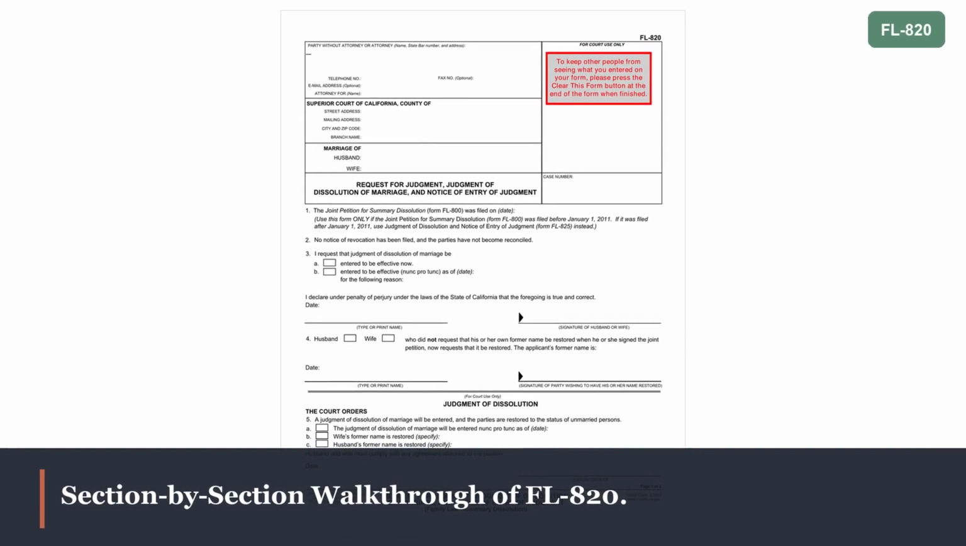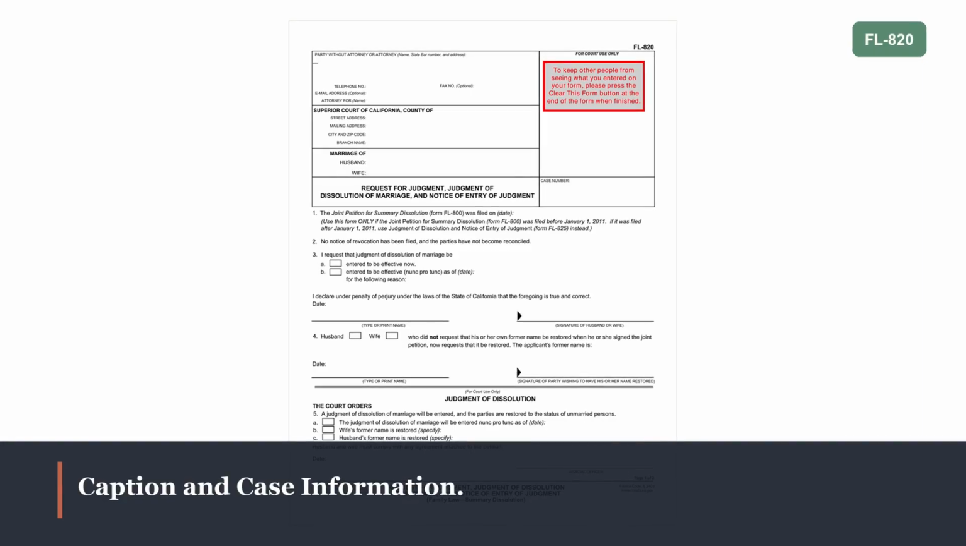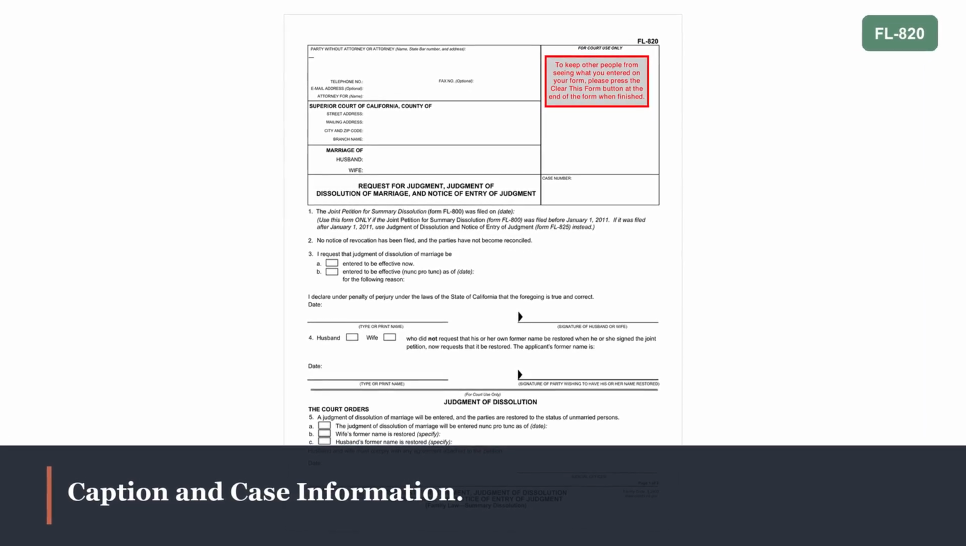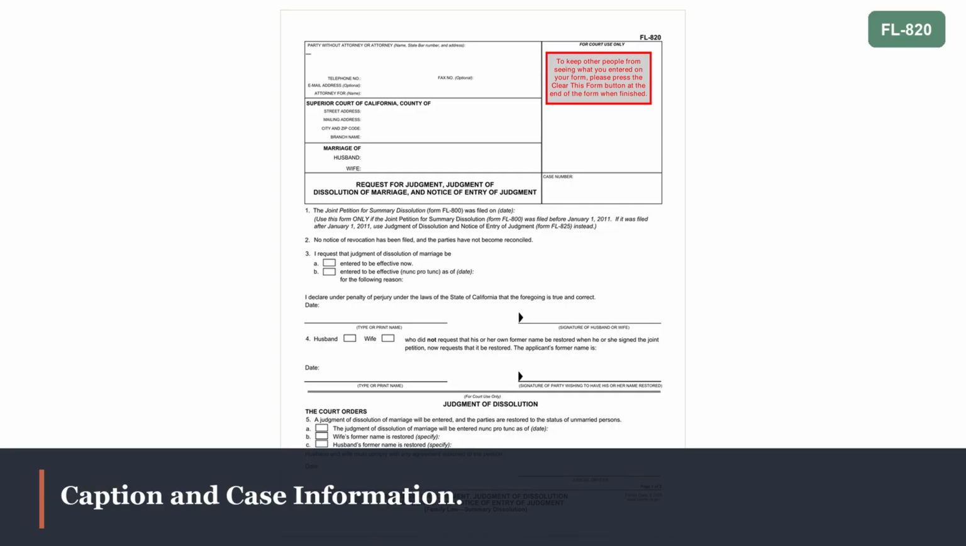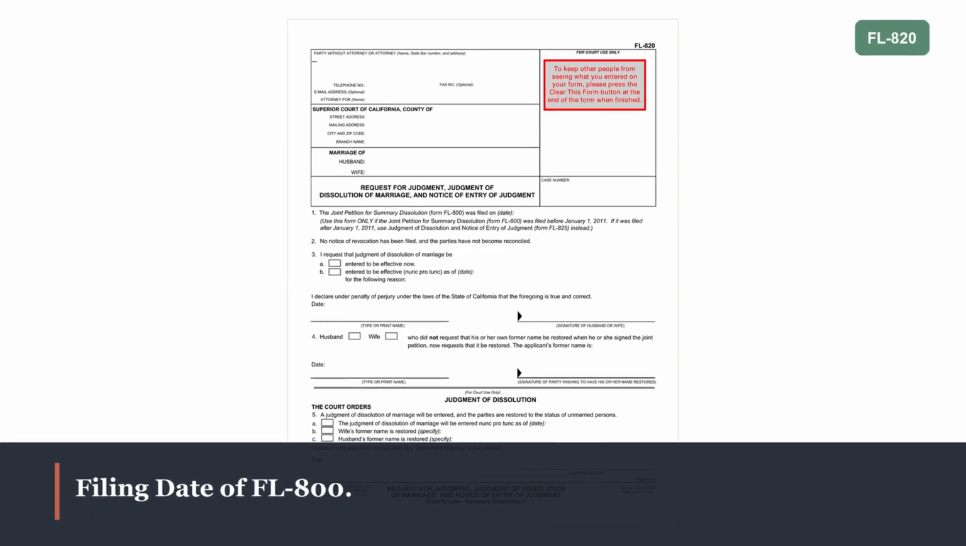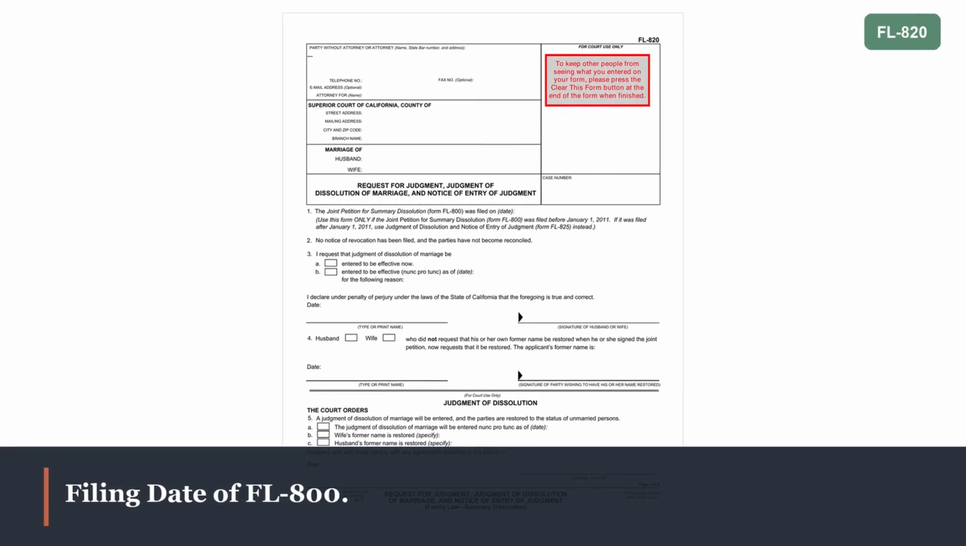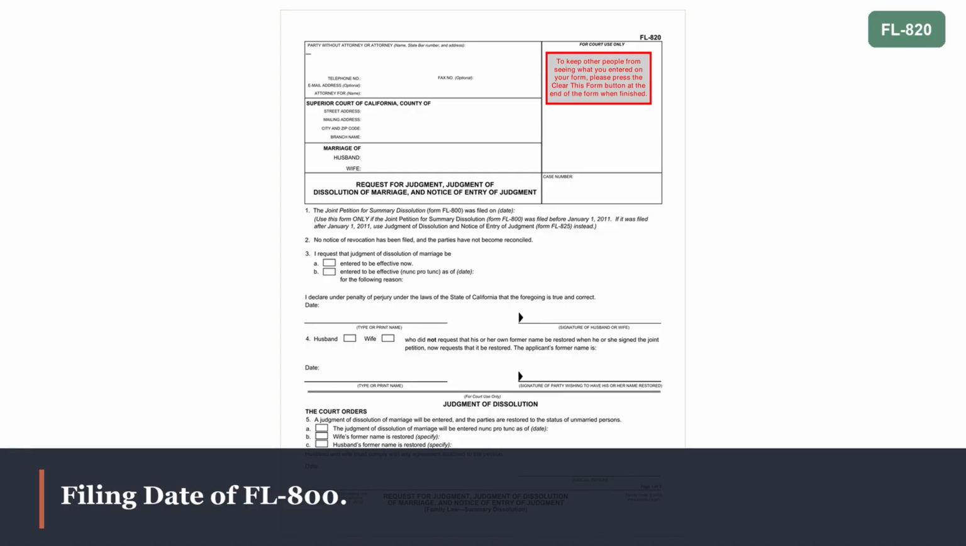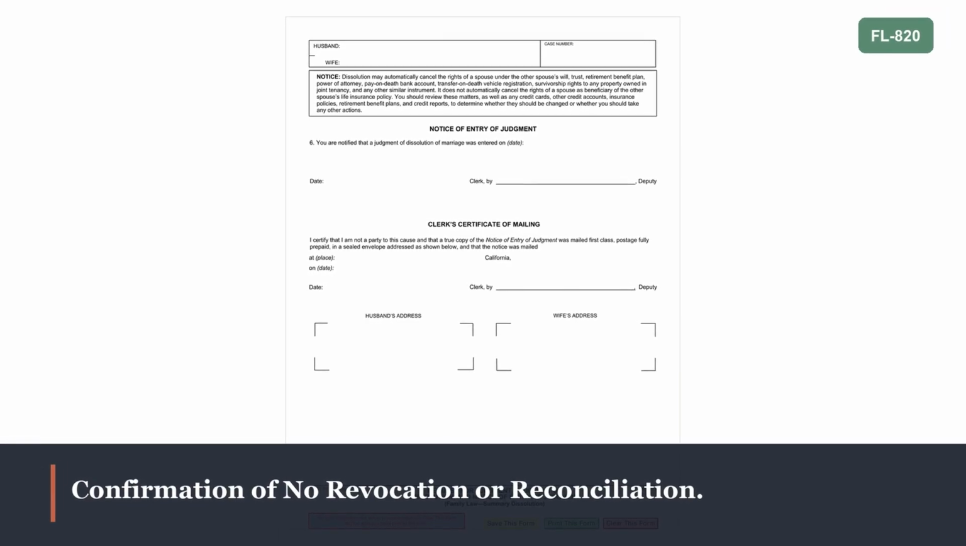Section-by-section walkthrough of FL-820. Here is what the form actually asks for. Caption and case information. At the top, you fill in the superior court and county, the case number, and the names of husband and wife. This should match your original joint petition for summary dissolution exactly. Filing date of FL-800. You state the date the joint petition for summary dissolution was filed. This is also where the form repeats the instruction to use FL-820 only if that date was before January 1, 2011.